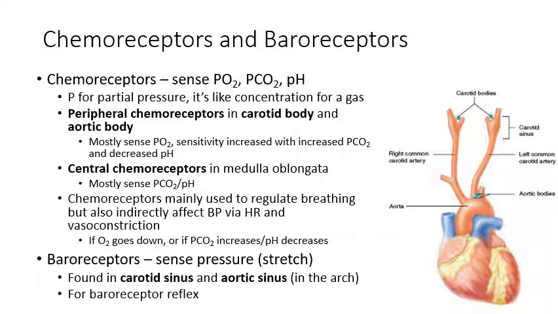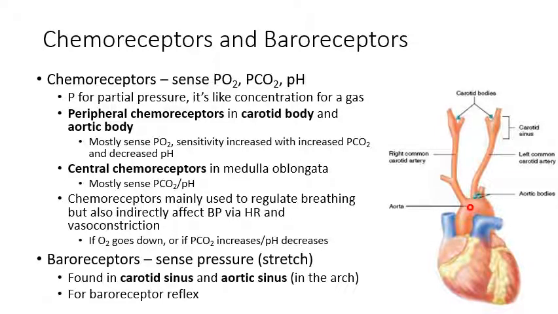Next, you have the baroreceptors, which are responding to pressure. Baro means pressure, so they're sensing pressure. That actually means that they're sensing stretch in the walls of your vessels, and that stretch is caused by the pressure of the blood pushing on the vessel walls. You have two sets of baroreceptors. You find them in the carotid sinus and in the aortic sinus. The carotid sinus is this thickened area where the carotid arteries branch, right by the carotid bodies. And then the aortic sinus is not shown on this diagram, but it would be right here in the arch of the aorta.